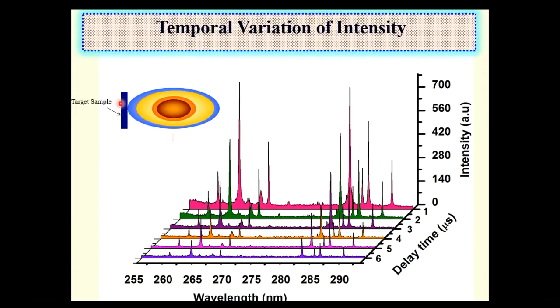So let's suppose this is our target material and the plasma plume is generated normal to the target material. We put our spectrometer or probe at this position. This position is basically the core of plasma, and we do not change this probe. That means we do not change distance, but we only change delay time. Delay time is basically the time gap between plasma generation and light collection. So as you increase the delay between plasma generation and light collection, the intensity of the transition line continuously decreases. This is due to recombination of plasma.